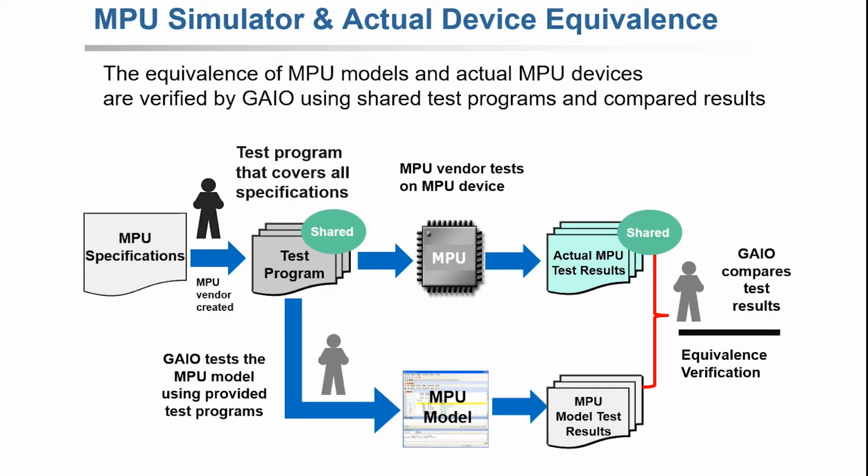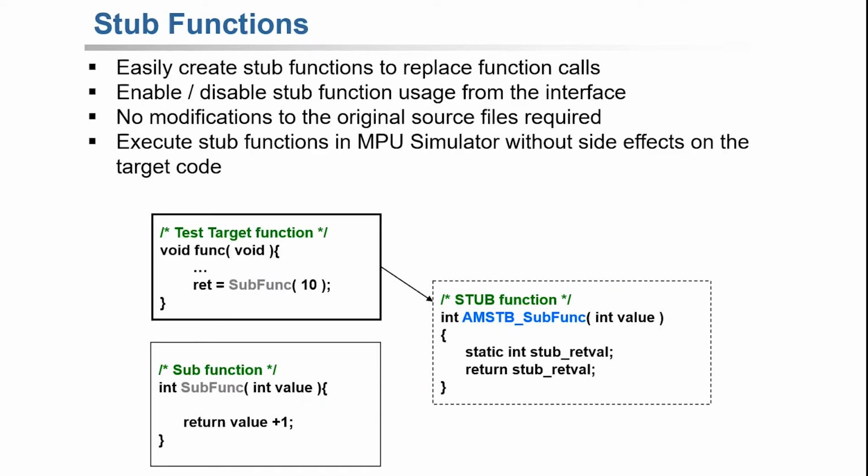The simulator uses models for all of the major MPU families, which are tested against standard programs to ensure correct replication of the MPU operation for each instruction. When a portion of the code cannot be executed for some reason, such as incomplete coding or the lack of an external resource, a stub function can be created to return a predetermined value for the purpose of the test. These stub functions can be enabled or disabled as required without modifying the original source code.